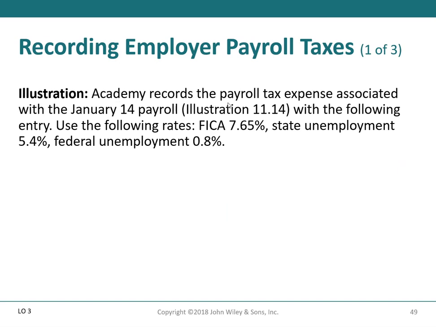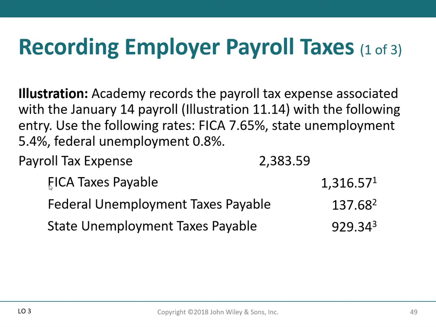So Academy records the payroll tax expense associated with the January 14th payroll with the following entry. You're given FICA at 7.65%, state unemployment at 5.4%, and federal unemployment at 0.8%. So here is how we're going to record that entry. We first have to calculate our FICA taxes payable. We do that by taking our gross payroll. Nobody was over the cap, no one was over that 127,200. We're going to multiply that by 7.65%.